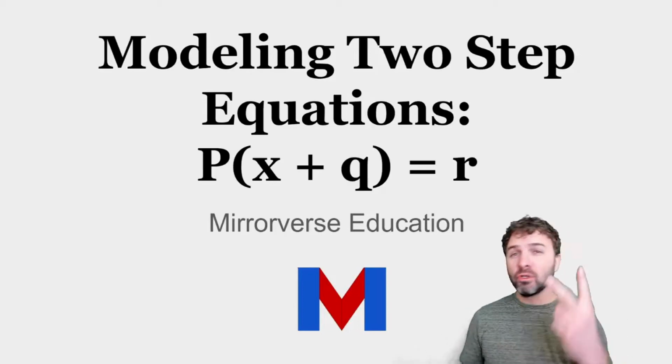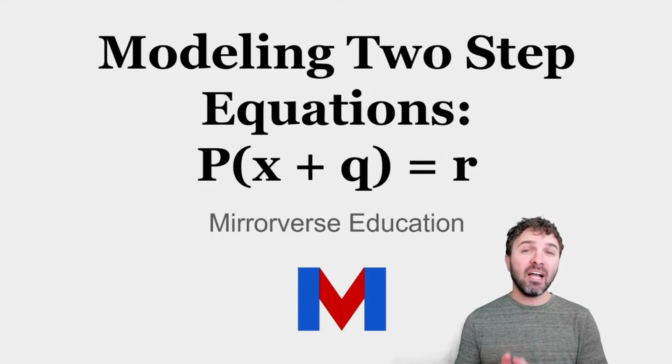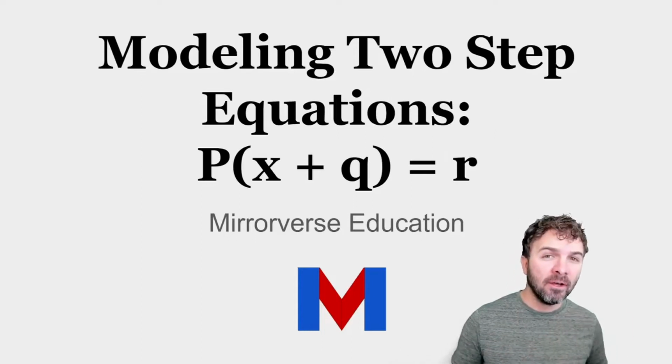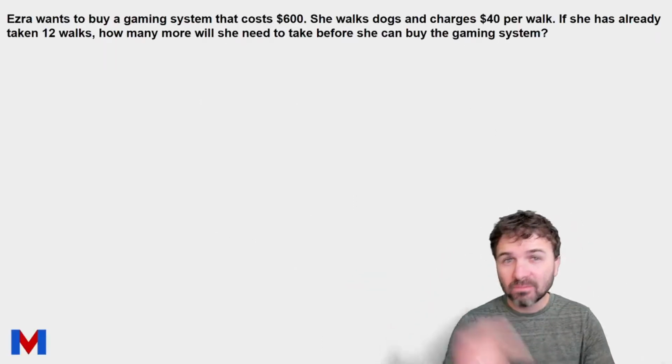Today, we're modeling two-step equations in the form P times X plus Q equals R. So, let's get into this.